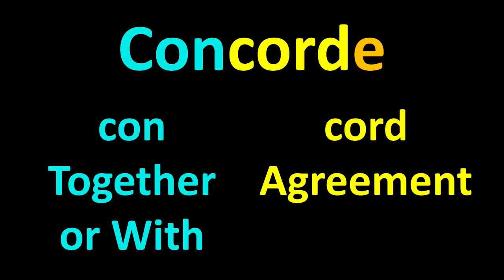The word concorde is made of two word parts. The first word part is con, which can mean together or with. In this word, it means with. The second is chord, which means agreement.